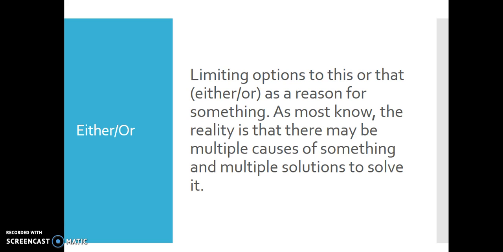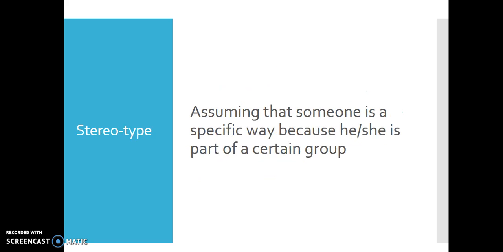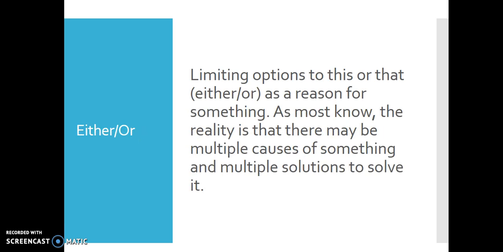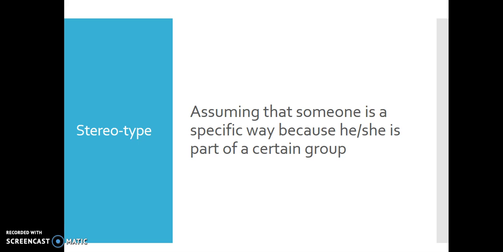Another fallacy that you might come across is limiting options to this or that. So the either-or fallacy. And this is pretty common. It's offering this solution or that solution rather than acknowledging that there are many solutions, many options. So keep that in mind as you're going through your research. Also, don't overlook stereotyping. While many people don't acknowledge stereotyping as an actual fallacy, it really is. So make sure that you're not assuming something about someone just because he or she's a part of a certain group. So keep your eyes out for that one as well.